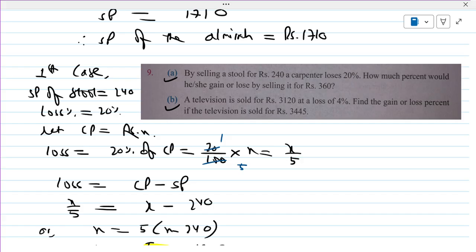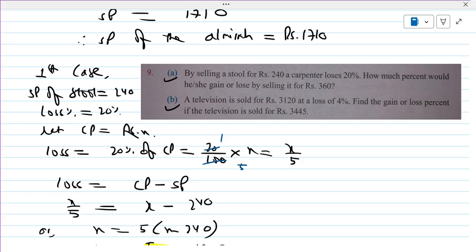So you do the necessary steps as we did in part A, and you can find the value of CP. Once you find the cost price, you go for the second condition, in which a scenario is created. If the television set was sold for 3445 rupees, how much will be the profit or loss? We have to find it. So you compare CP and SP, which is greater?